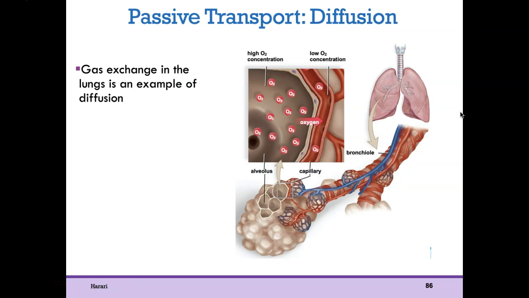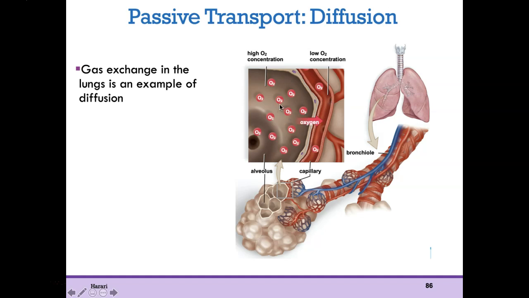Gas exchange in the lungs is another example of diffusion, because when we breathe in oxygen, our lungs have a high concentration of oxygen relative to our bloodstream. So oxygen goes from where it's highest in our lungs to where it's lower in our bloodstream. And that happens automatically. Every time you breathe in air with your lungs, that oxygen can just passively diffuse into the bloodstream without any energy requirement because it's going from high to low.